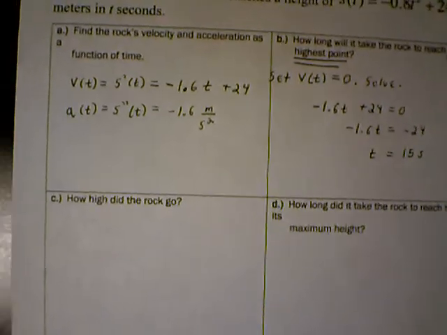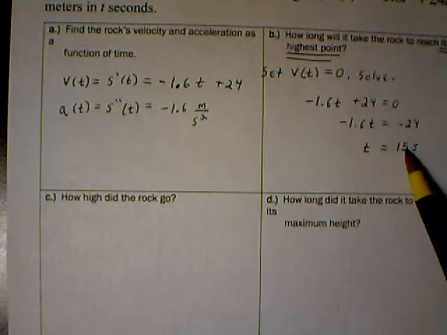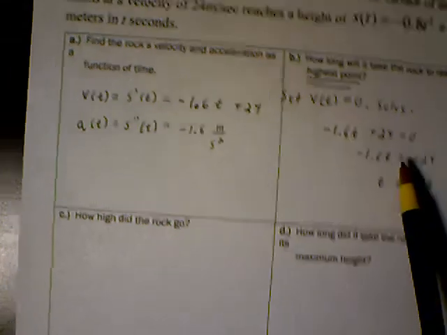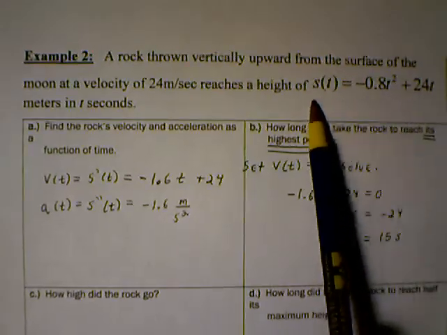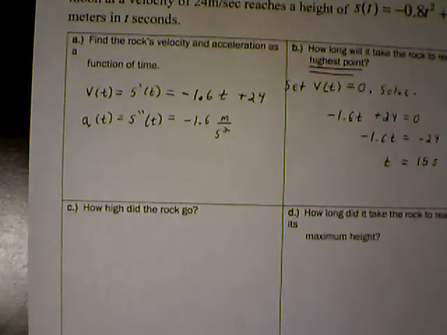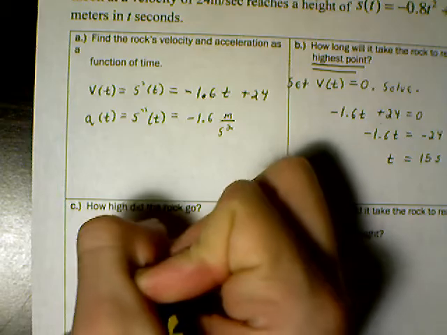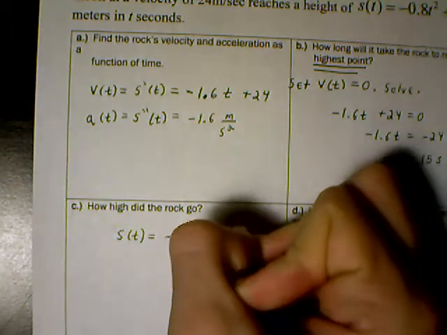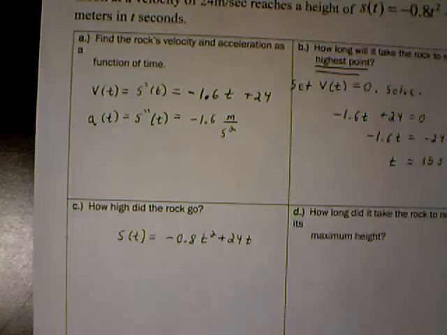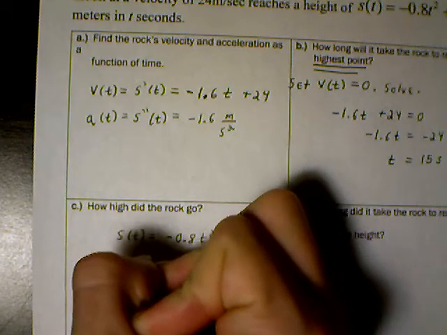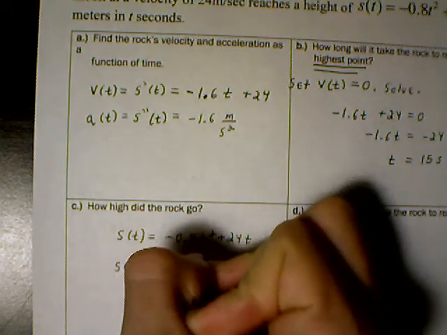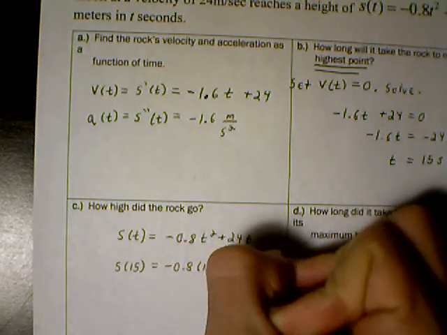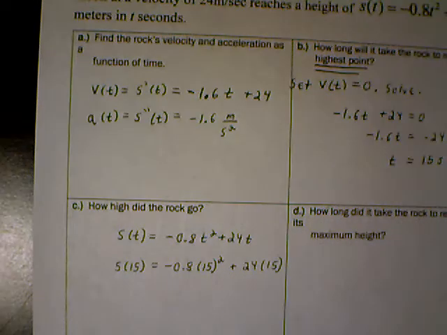Now, how high did the rock go? All right, well, we know at 15 seconds it reaches its max height. That means that I need to take 15 and plug it into my position function, because position is telling you how high the rock goes. So I have s of t equals negative 0.8 t squared plus 24t. Plug in 15, so I'm going to have s of 15 equals negative 0.8 times 15 squared plus 24 times 15.